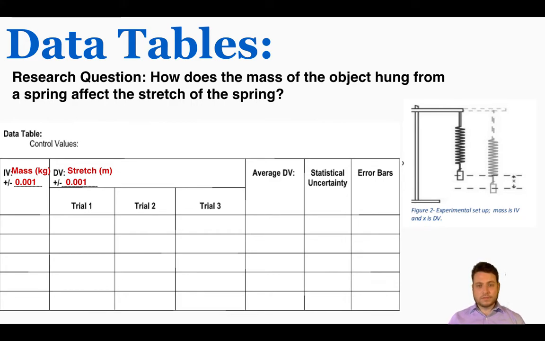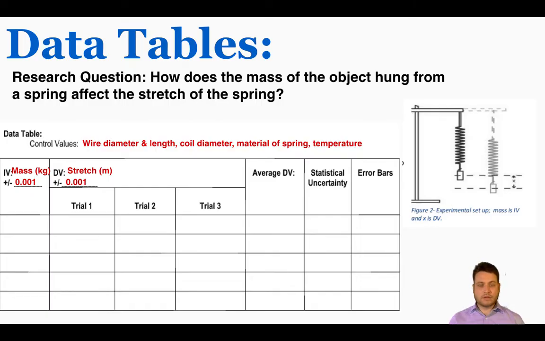Above the table is a space to put the control variables. You've probably already written down the control variables in another part of your lab. Here you just have to copy them down a second time so you understand what's not affecting the data. So I'm just going to write down some imagined control variables for this experiment. Okay, I'm now going to make up some data.